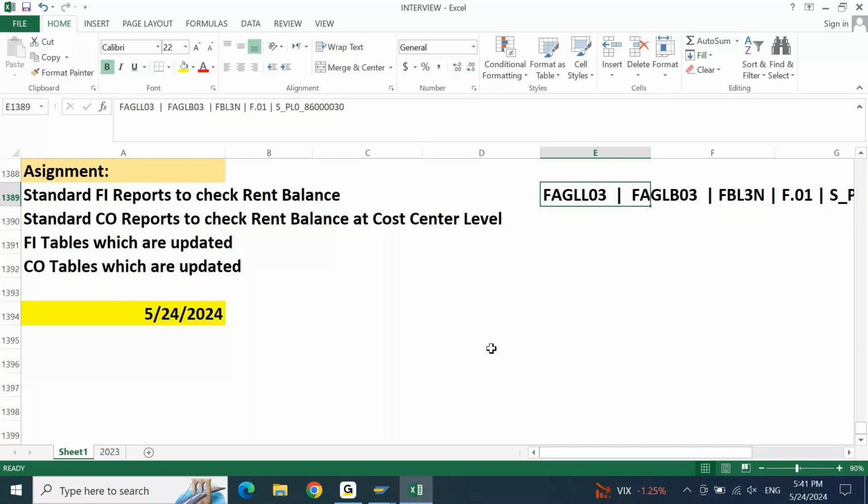Similarly, when you're talking about standard CO reports to check rent balance at cost center level, what are the standard cost center reports? What reports are there to check the cost center balances? CS, KS. No, reports. CSKS is a cost center table. Okay.